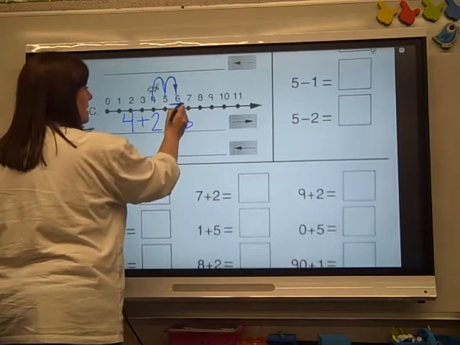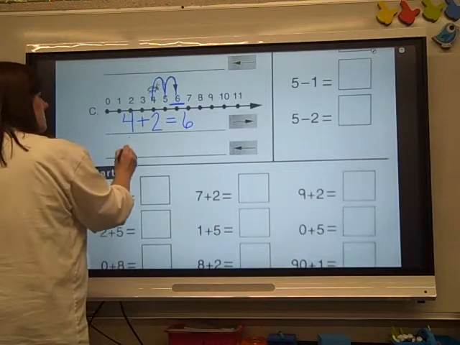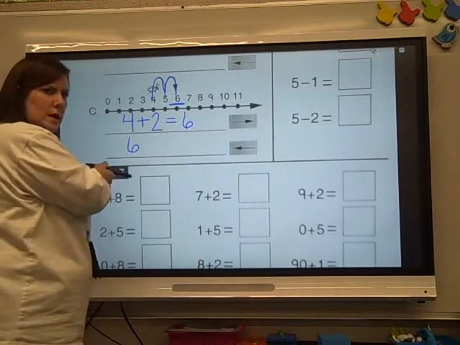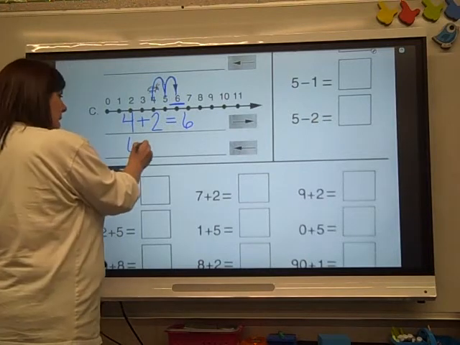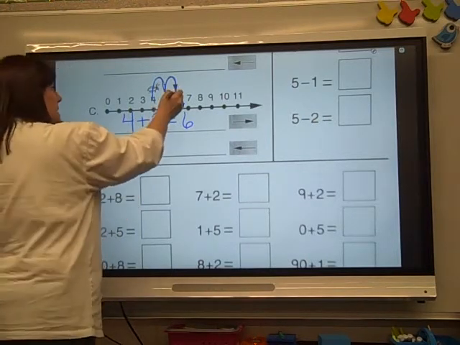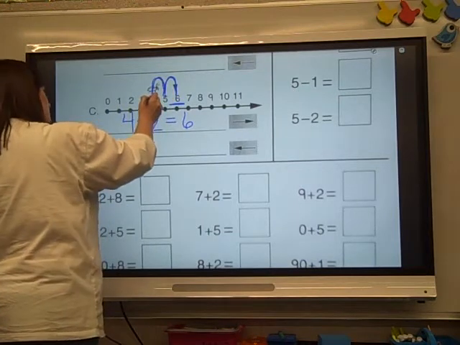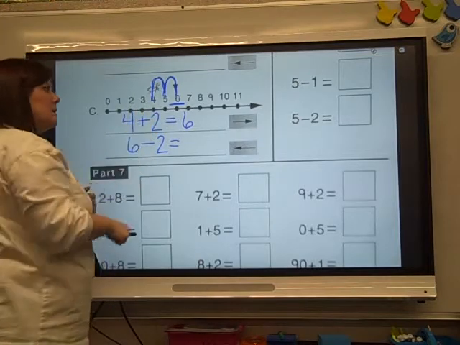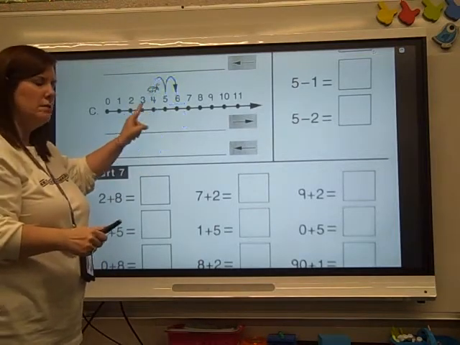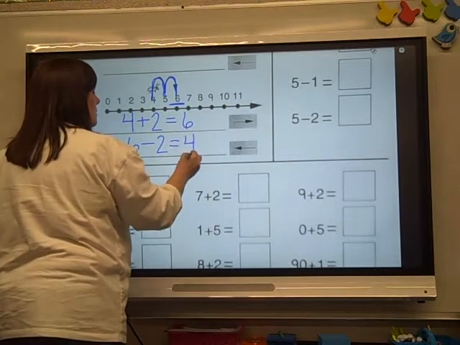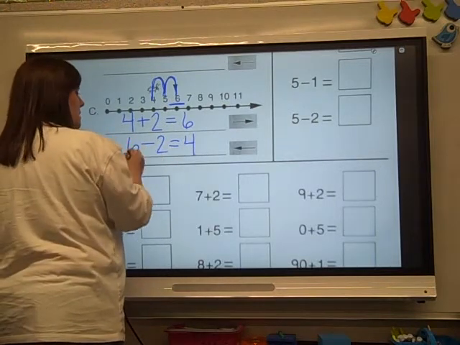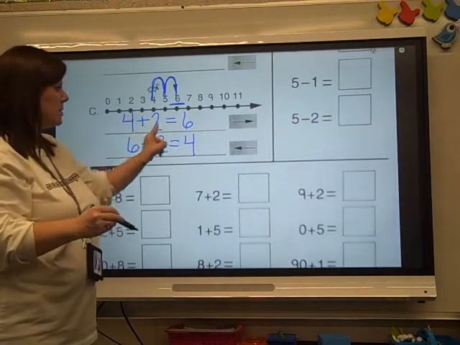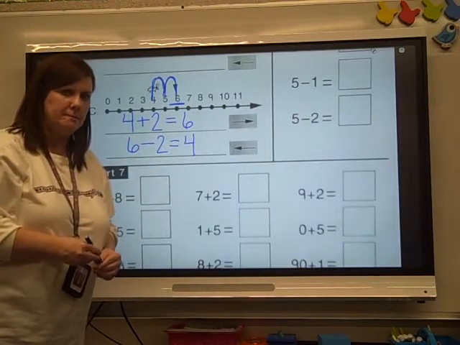Now where is our bug sitting? He's sitting on the 6, isn't he? Now he's going to hop back this way. What direction is that? Minus. How many times did he hop backwards? 2 times. And he landed where he started. Where did he start? On the 4. So 6 subtract 2, or 6 minus 2 equals 4. Do you see how these 2 problems are in the same fact family? Okay?